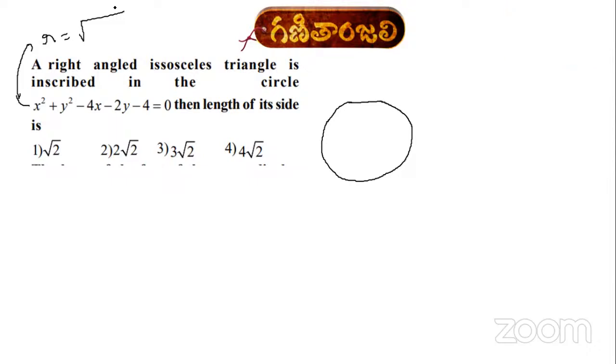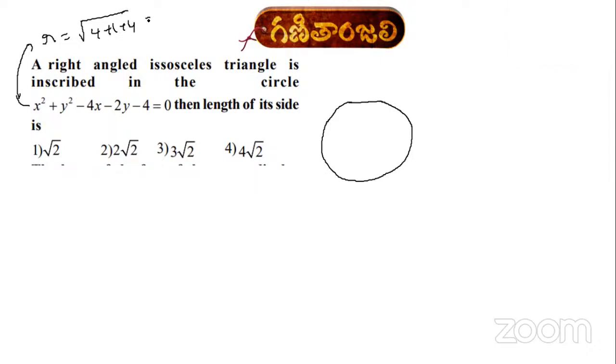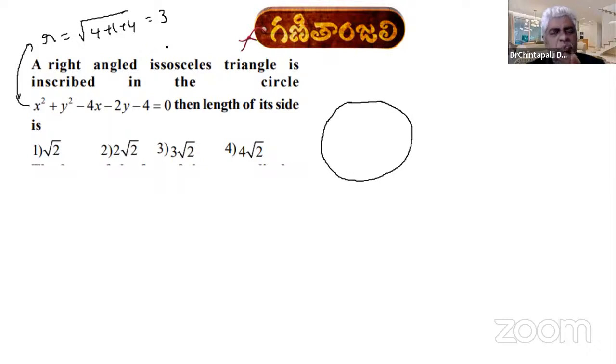4 plus 1 plus 4. 4 plus 1 plus 4. So radius is 3. Radius is 3, right? Root of g square plus f square minus c, that is radius is equal to 3, right? Yes, sir. Now, see.